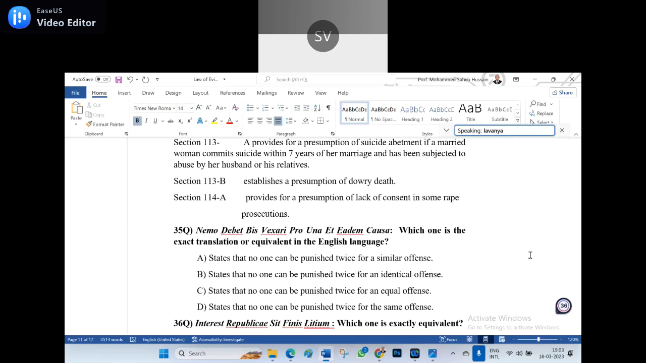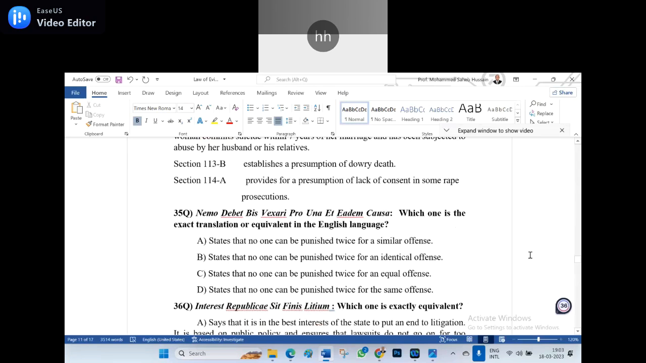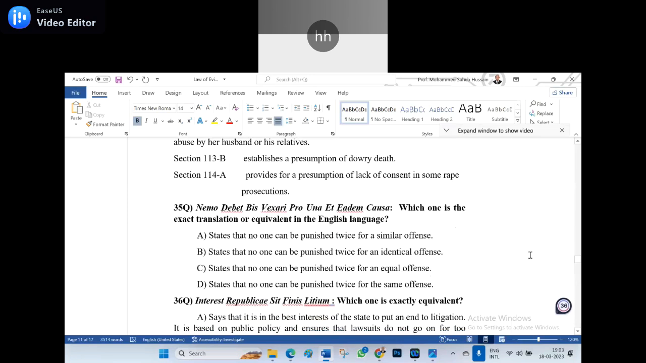Actually, I am not supposed to read; I will ask you to read. When I read it, you know the rhythm. When you know the rhythm of it, your ear will not catch the other things. You never heard for a similar offense, twice for an identical offense, twice for an equal offense, twice for the same offense, because your ear is already fed with this same offense, hence you can easily make it out.